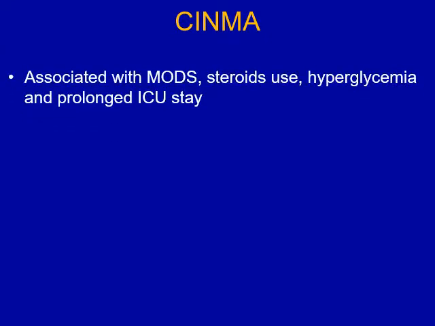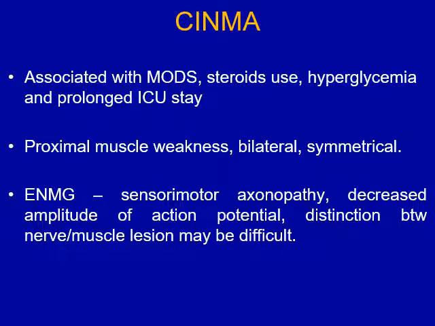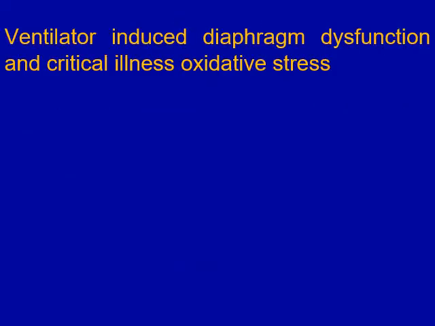Now coming to critical illness neuromuscular abnormalities. These are associated with prolonged ICU stay and also multiple organ dysfunction syndrome, steroid use, and also hyperglycemic patients. They manifest as bilateral and symmetrical proximal muscle weakness. In case of ENMG, you can see it as a sensory motor axonopathy, and sometimes it is difficult to distinguish between nerve and muscle lesion. Here it takes somewhere around weeks to months to improve this neuromuscular dysfunction.